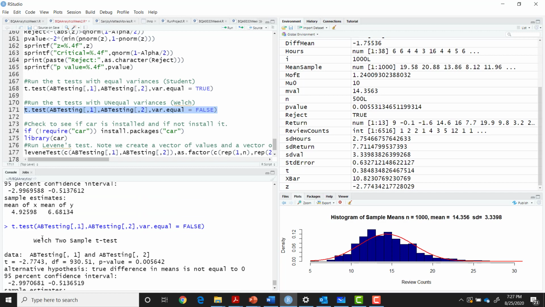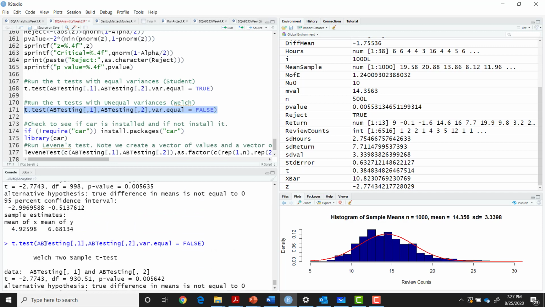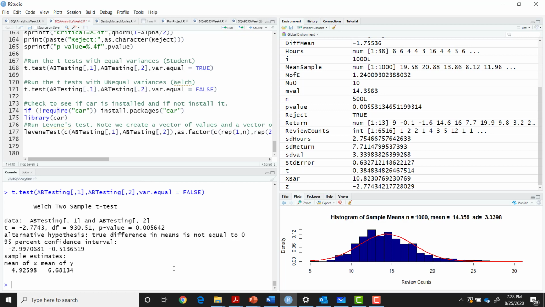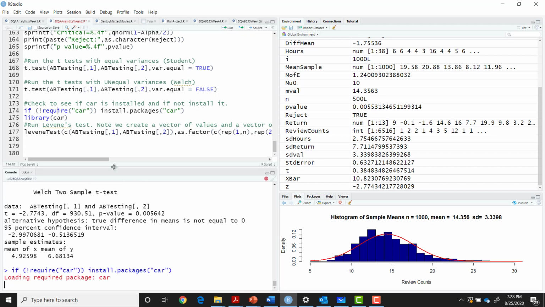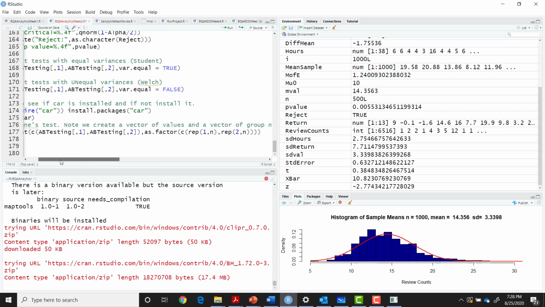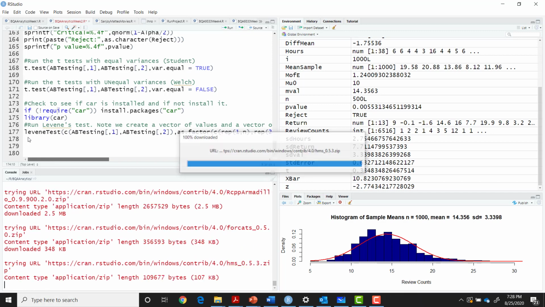And we get pretty much the same result. Our p-value is very slightly different, very slightly more. And how do we actually decide which of these to use? Well, in the library car, so we load the car library, there's something called Levene's test. What Levene's test does is the null hypothesis is the variances are equal, and the alternative hypothesis is that the variances are not equal.